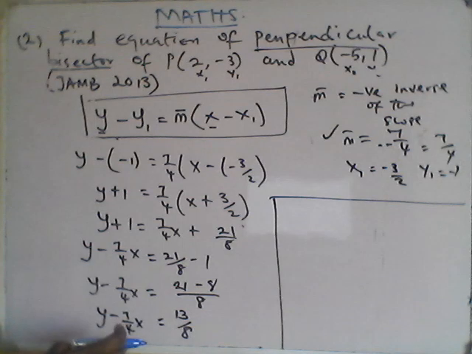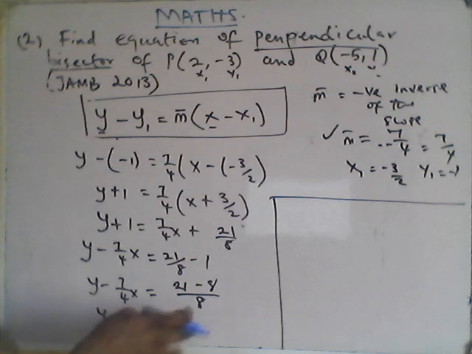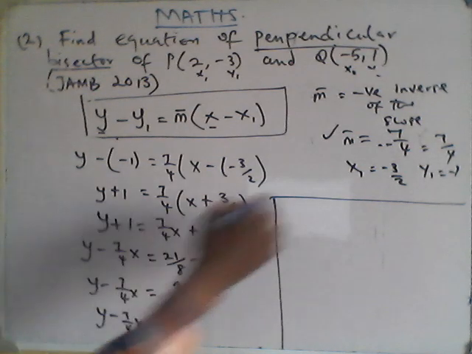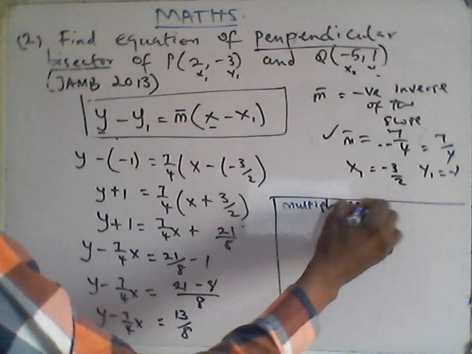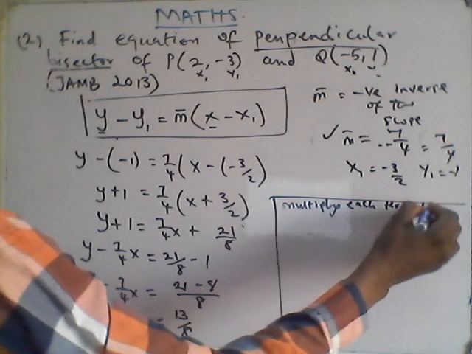So 4 is here, 8 is here. So 8 is higher, because if I divide by 8, this 4 will go completely, this 8 will go completely. So I will now say multiply each term by 8.